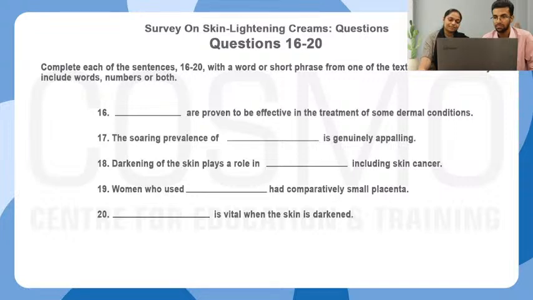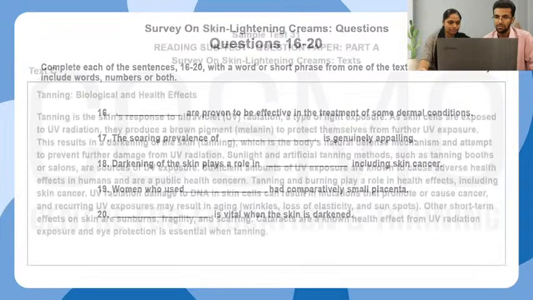That's the answer for the previous question. Now everyone, we are discussing question number 18. What are the keywords in question number 18? Darkening of the skin plays a role in dash, including skin cancer. I think we can move to Text C.